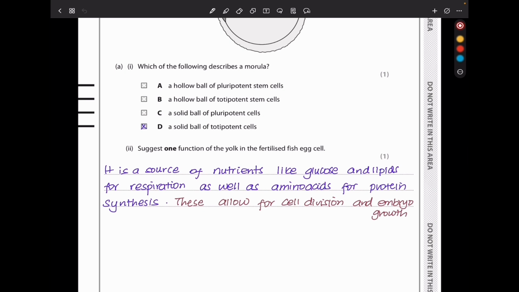The yolk is a source of nutrients, so I said it's a source of nutrients like glucose and lipids for respiration, as well as amino acids for protein synthesis. So this is going to allow for cell division, creating more cells, as well as growth of the embryo.